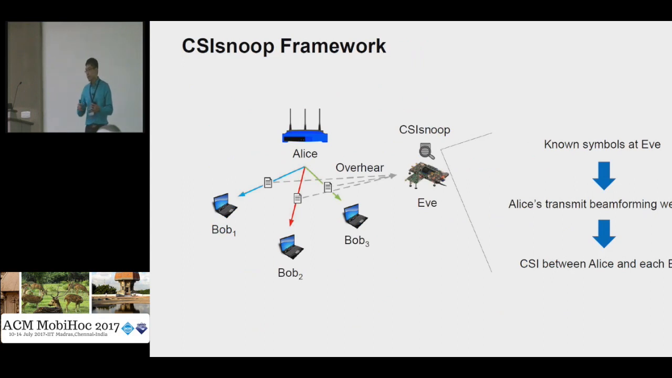With this threat model, in the following, I will briefly discuss the main idea of the CSIsnoop algorithm. Our key insight is that Eve can use these known symbols to compute the channel beamforming weights that Alice must have used, and then further use these beamforming weights to infer the CSI between Alice and different client Bobs.